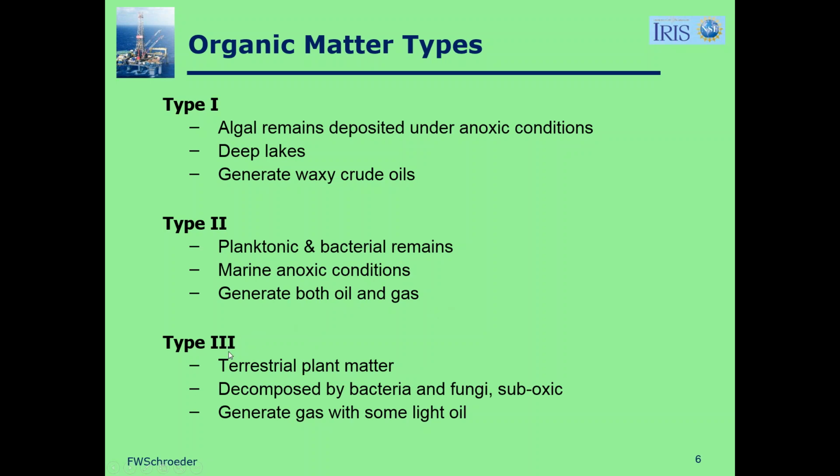Type 3 organic matter is mostly terrestrial plant matter. It's the decomposed bacteria and fungi. Again, if it's in a suboxic condition or setting, then we have better preservation. And type 3 tends to generate primarily gas, although we can get some light oil.